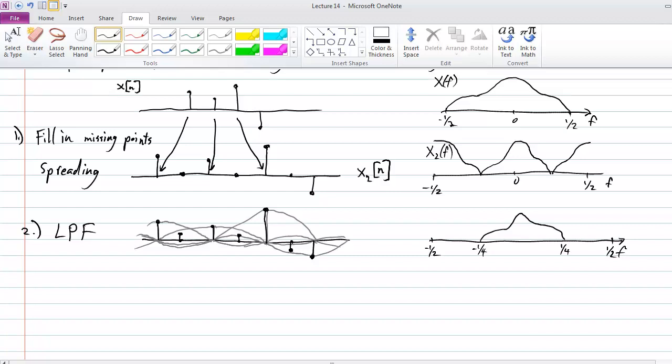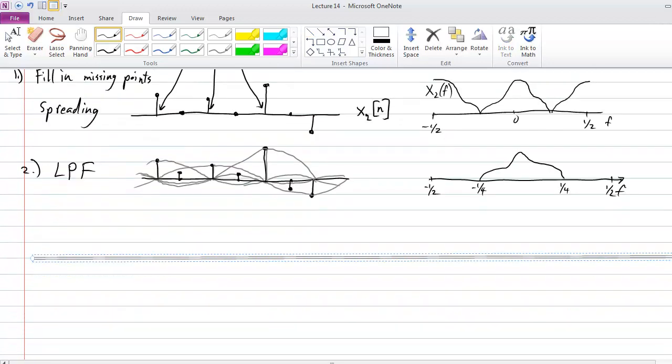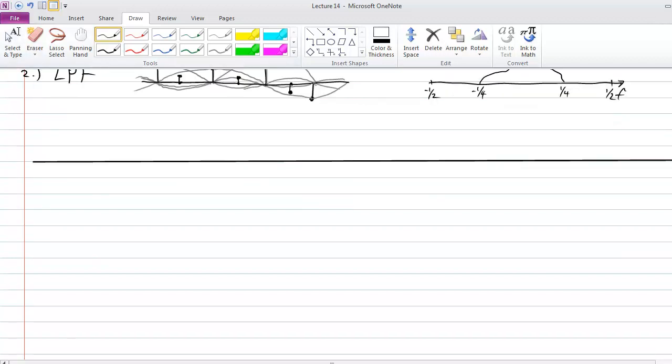Okay, I want to do something here related to filtering, because I need to cover something that's related to one of your problems in the problem set.